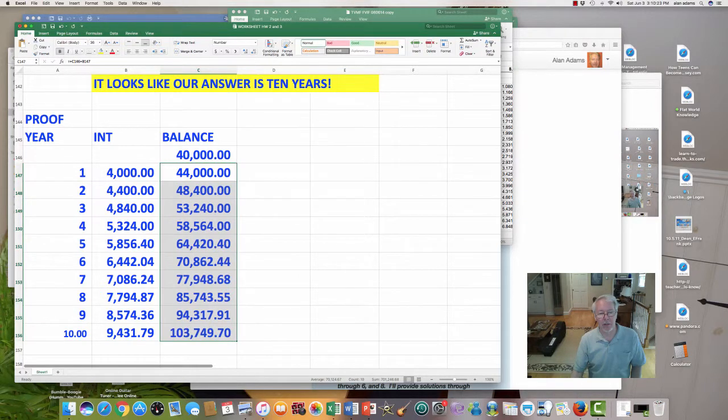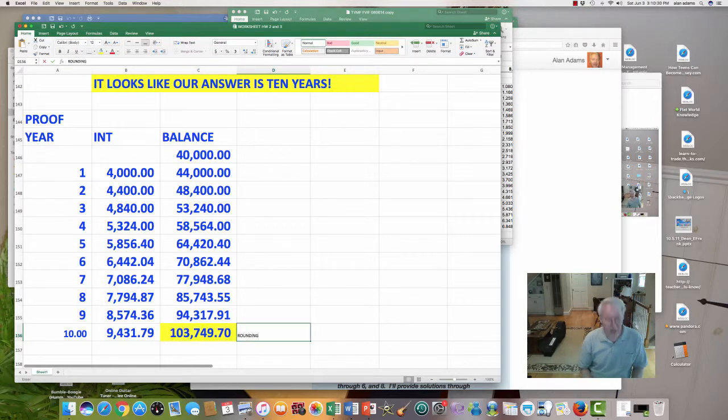The number is 103,749.70. That's close enough. The difference is due to not only rounding, it's also due to the fact that we're approximating 10 years. The answer is not exactly 10 years. I'll make that a little bigger for you so you can see that number.